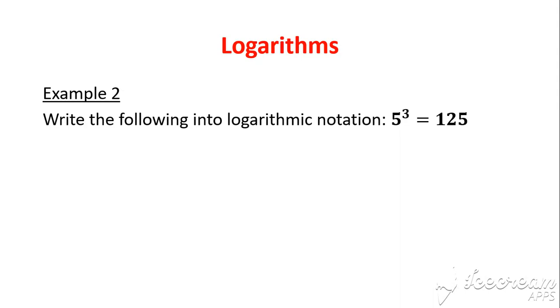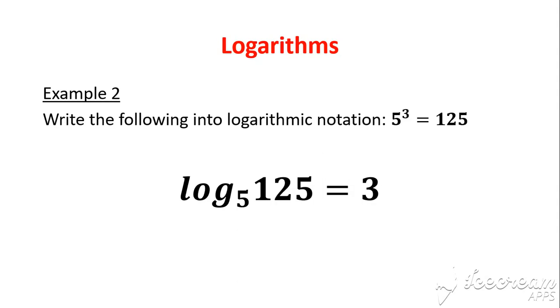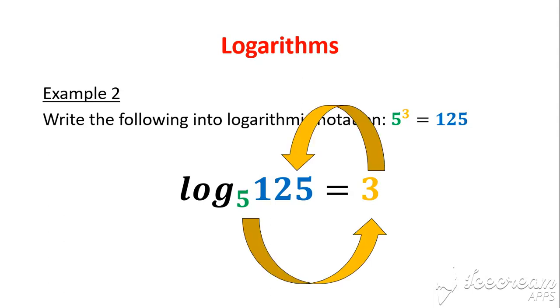Okay, let's try another one. Write the following into logarithmic notation. 5 cubed is 125. 5 times 5 times 5 is 125. So you need to write log base 5 of 125 equals 3. So base 5, the number's 125, and the power is 3. And again, use my little arrows to help you check it's in the right place. 5 to the power of 3 equals 125.